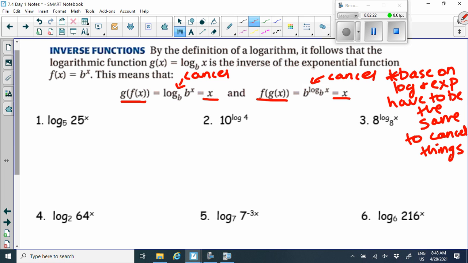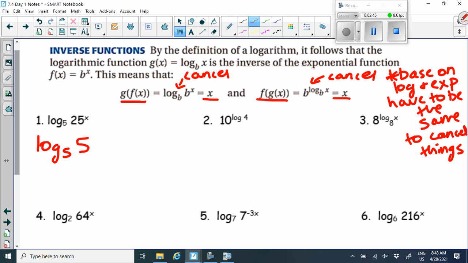Okay, let's look at number 1. We have log base 5 of 25 to the x. So our bases here are 5 and 25. Now, are those the same number? No. Remember, we have to have the same base. They have to be the same number. So we're going to do some manipulation here so that they are the same base. So we're going to keep them as 5. So I have 5 and 5.